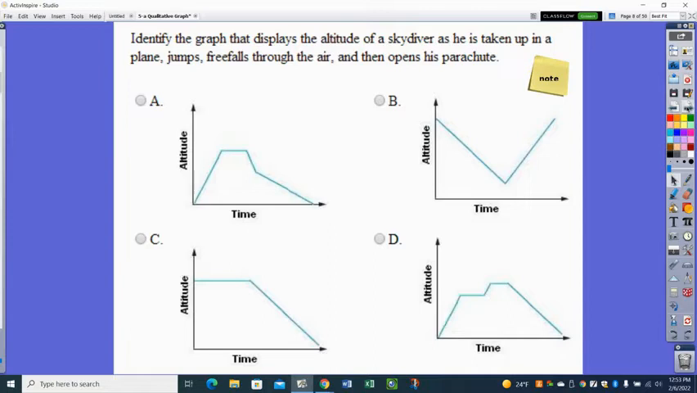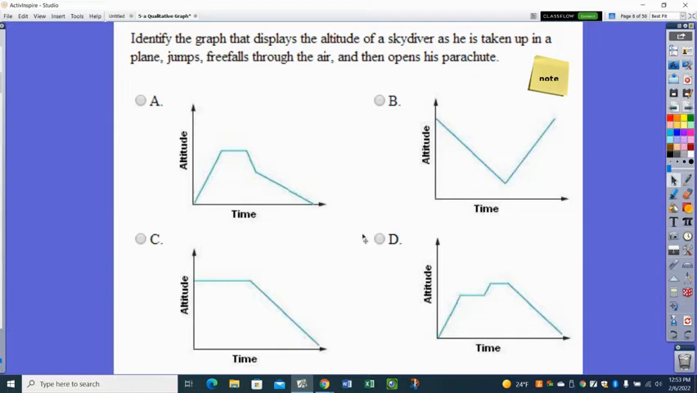So identify the graph here that displays the altitude. And altitude would be your distance from the ground, okay? So it's just your distance, but up in the air, of a skydiver as he is taken up in a plane. He jumps, free falls through the air, and then opens his parachute. So which graph here would be the graph of that story?